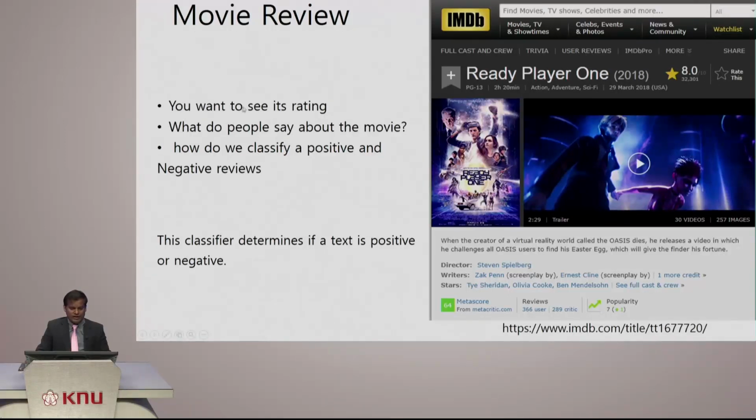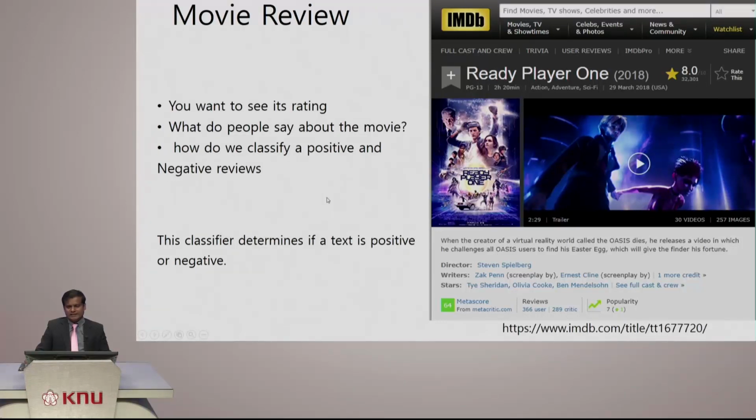So you want to see its rating. You want to know, do people recommend that you see this movie or not? Maybe you want to know whether this movie has positive or negative reviews. Yes, maybe you can also think about, if you want to take your children to this movie, whether it is violent or any other immoral things are highlighted in that movie.